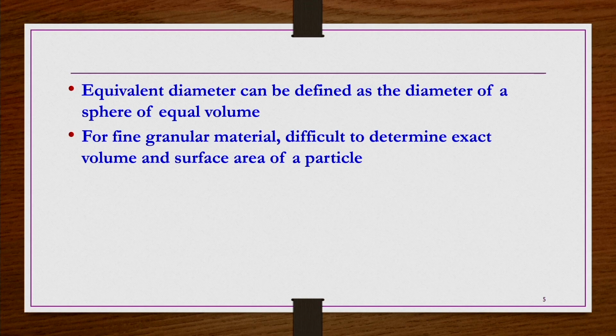And then for fine granular material, it is difficult to determine exactly what the volume and the surface area of the particle are. For granular material of very small size, it is going to be very difficult. If you have particles of irregular shape, but the volume is some cubic centimeters, it is quite possible that you can measure SP and VP, and then you can get the sphericity.